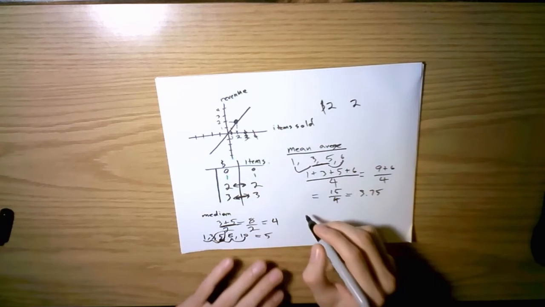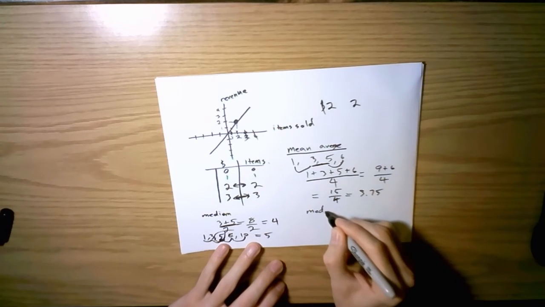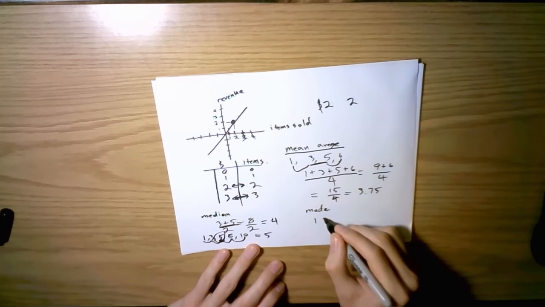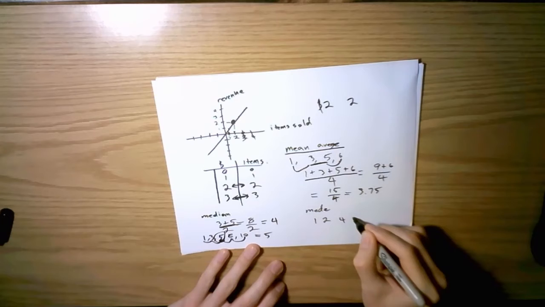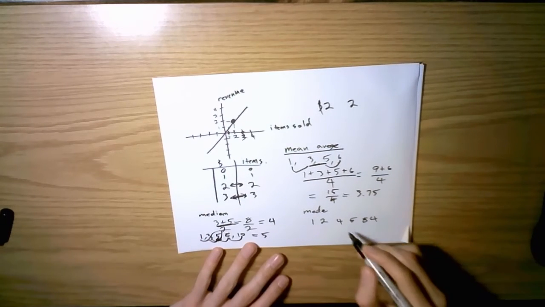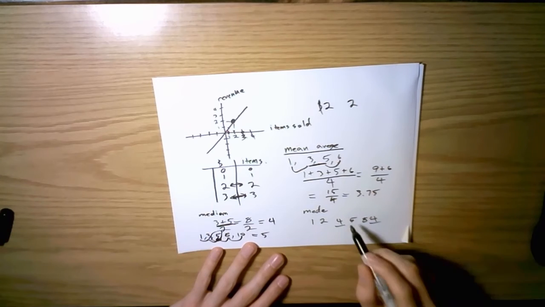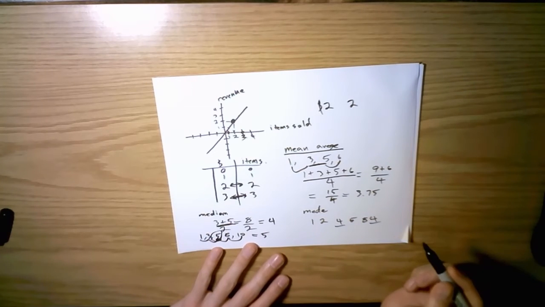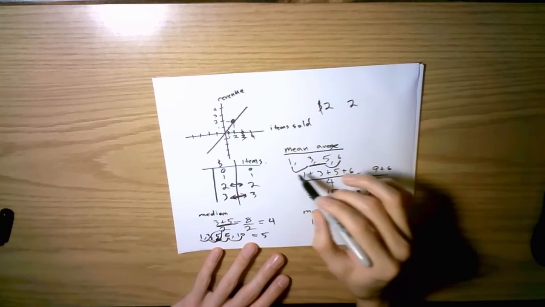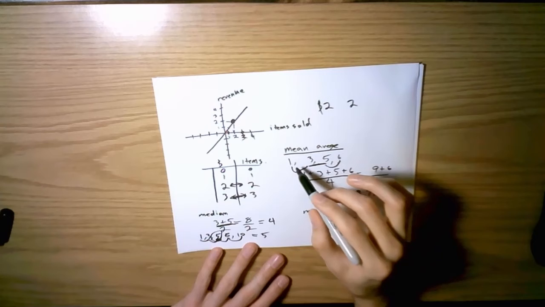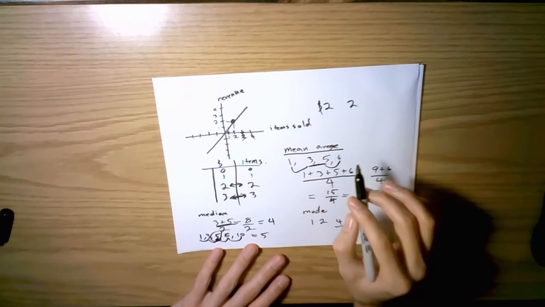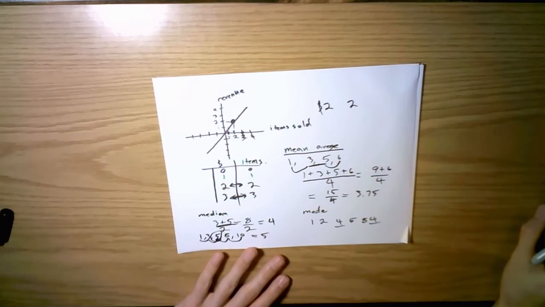And next we're going to talk about the mode. The mode is the number that occurs the most. So let's say we have 1, 2, 4, 5, 8, 4. What is the mode? The mode is 4 because 4 occurs twice. None of the other numbers occur twice. So 4 occurs the most. If you see this one we did up here, all the numbers just occur once, so there is no mode in this one. So yeah, that's how the mode works.